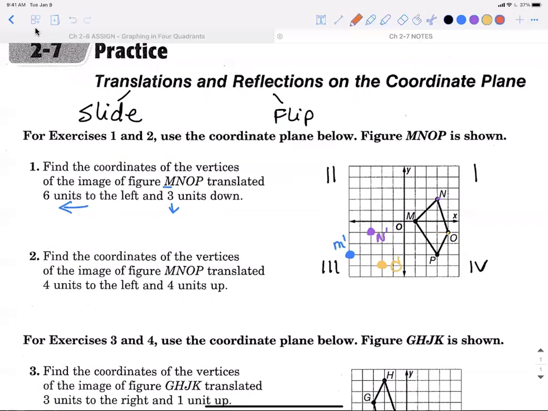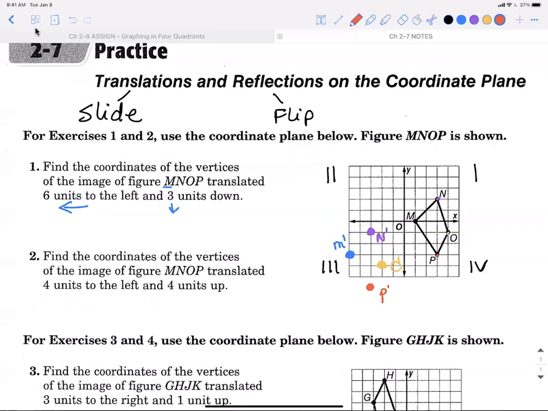And then we're going to do last, we're going to do P. So we're going to take P and go backwards 6, 1, 2, 3, 4, 5, 6, down 1, 2. We're off our graph, but that's okay. And that is the point P1.